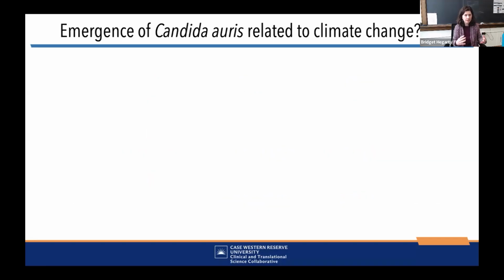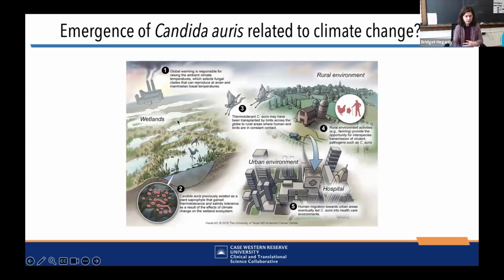And so thinking about the connections between climate change and health, one emerging example is the rise of Candida auris, and there's thought that this might be related to climate change. The basic idea is that because global warming is increasing global temperatures, more thermotolerant versions of C. auris are evolving and are present in our environments, and those are coming into contact with us.